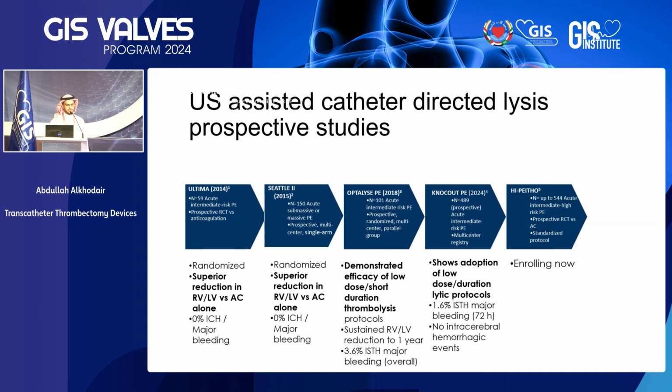The ULTIMA trial was the first one to show a superior reduction in the RV/LV ratio. Again, this was replicated in the bigger SEATTLE II trial. However, no mortality evidence was shown because they did not test for that. I think the most important study would be the one on the right, which is still recruiting, the HI-PEITHO trial.